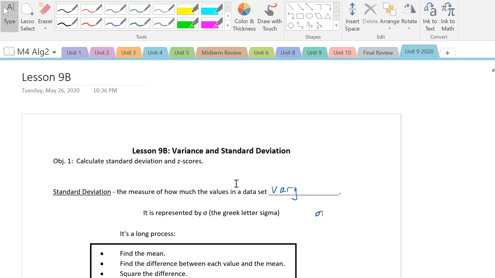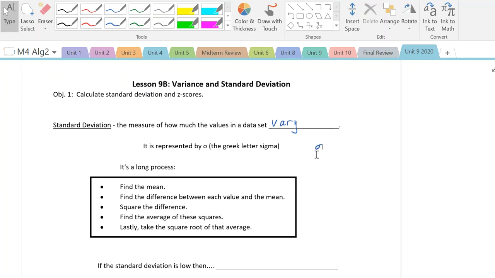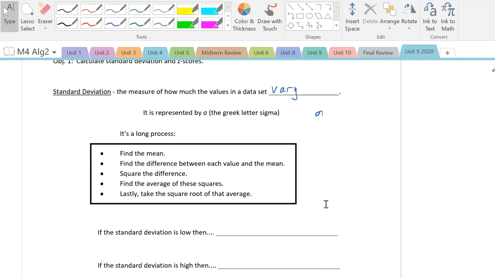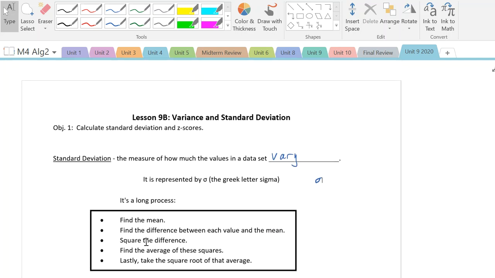To do it by hand, which we will do a few of, just so you can see the process, and then I'll show you some other strategies that are less time consuming. It's kind of a long process, but none of the steps are hard. You find the mean, then you find the difference between each value and the mean. You square those differences, then you take the average of these squares and then take the square root of that average. Okay? Again, not difficult steps, but there are a lot of them.